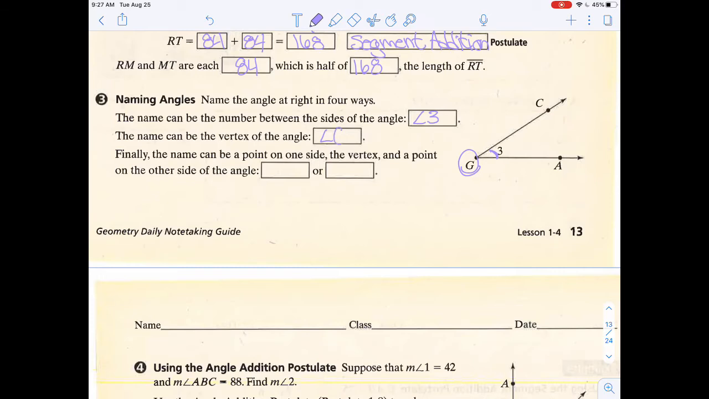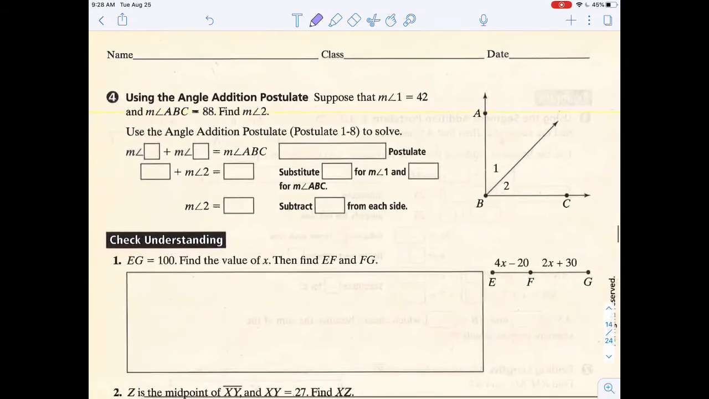Let's fix that a little bit. Angle G. Finally, the name can be a point on one side of the vertex and a point on the other. So I could say it's CGA would be one choice. Or I could go the other way and say it's angle AGC. So naming angles is pretty simple. If there was another line in here, I wouldn't want to use angle G because I wouldn't be sure exactly if we're talking about this angle or the one over here. So you got to be careful when there's an extra line in there.